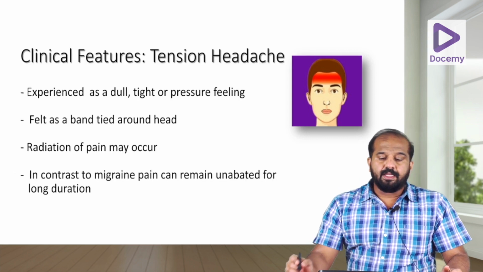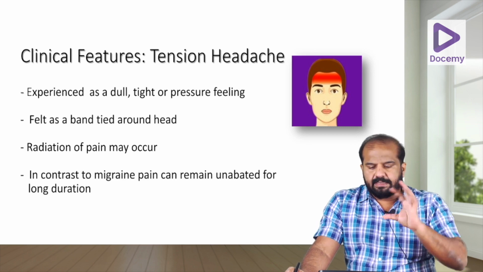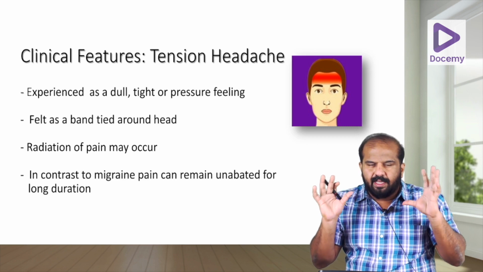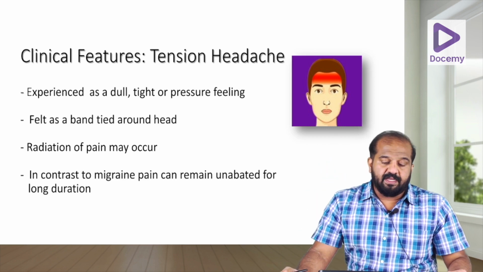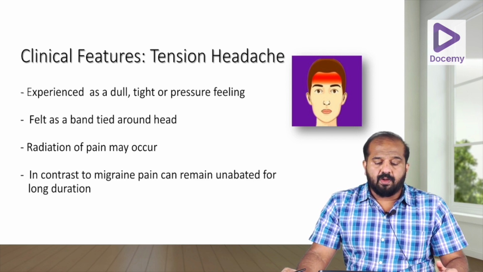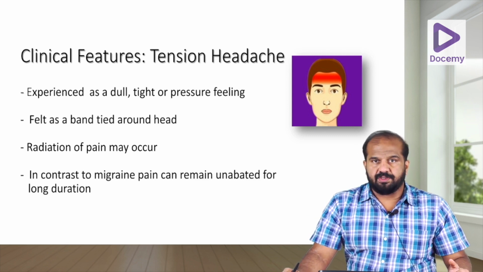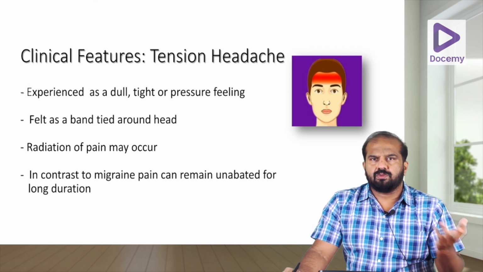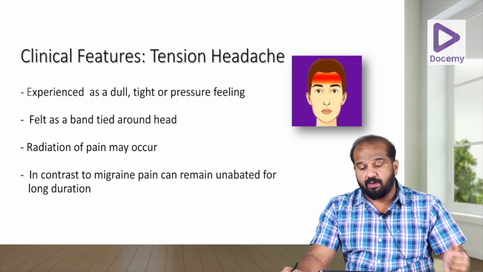Now the clinical features of tension type of headache. It is experienced as a dull, tight or pressure feeling. Something is compressing on my head, as if something is tied tightly into my head, the patient will say. Felt as a band tied around the head. Radiation of pain may occur. And in contrast to migraine, pain can remain unabated for a long duration. That is actually the difference. Migraine lasts for a maximum of 4 to 72 hours, but tension headache can remain for a longer duration.